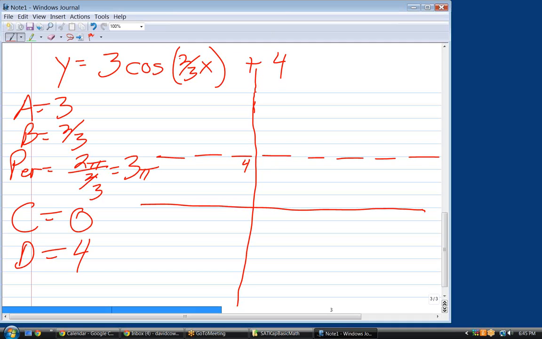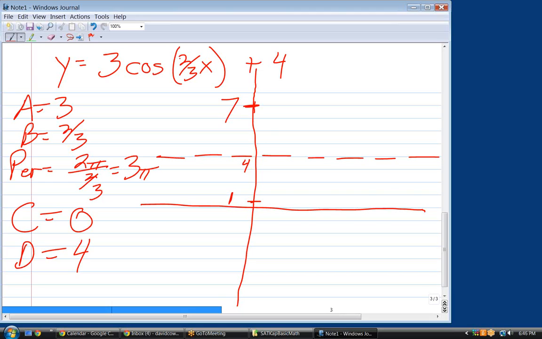So what's my peak point and what's my smallest point going to be? Your peak point would be 7. My smallest point? Positive 1, because it's 3 units from 4 to 7, and it's 3 units from 4 down to 1. In other words, that line of symmetry has to be halfway in between my maximum point and my minimum point.